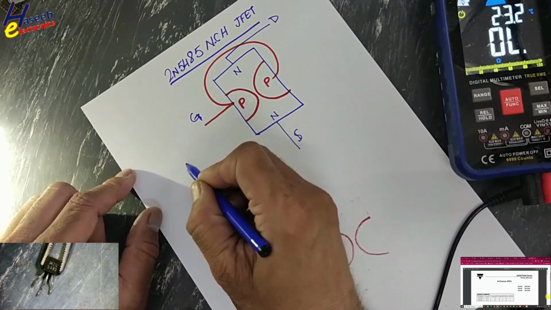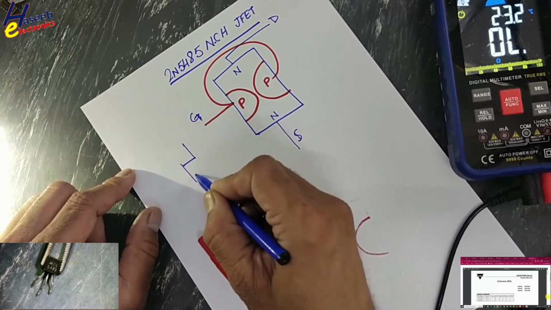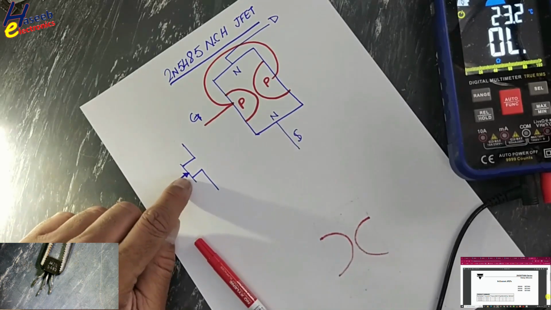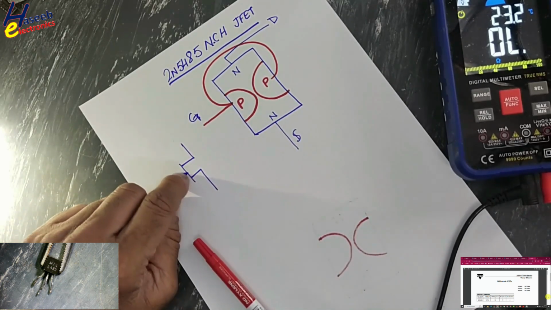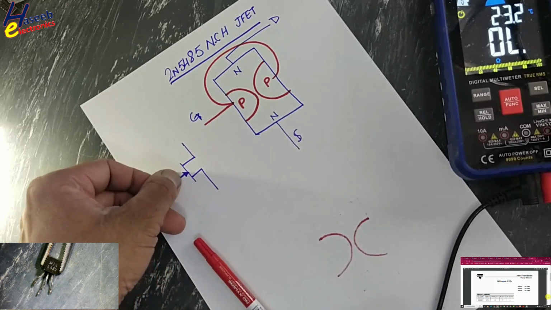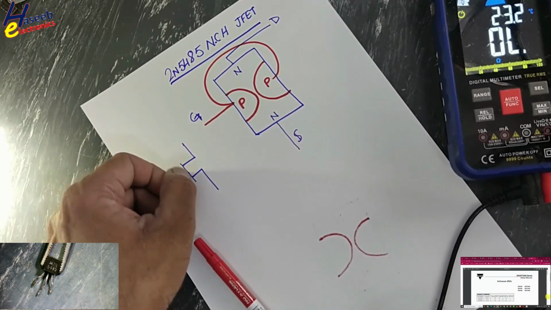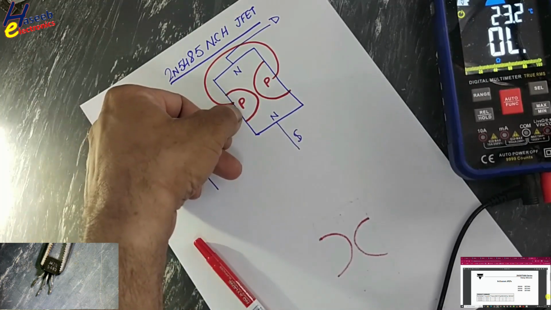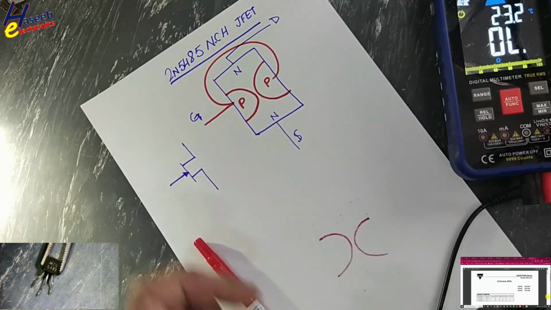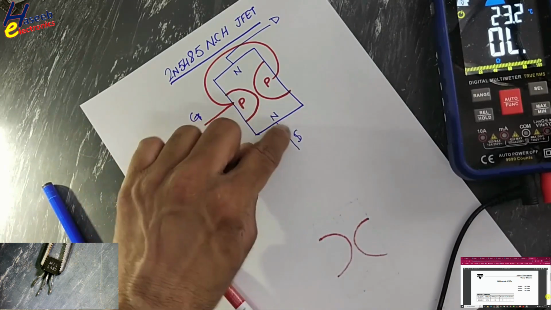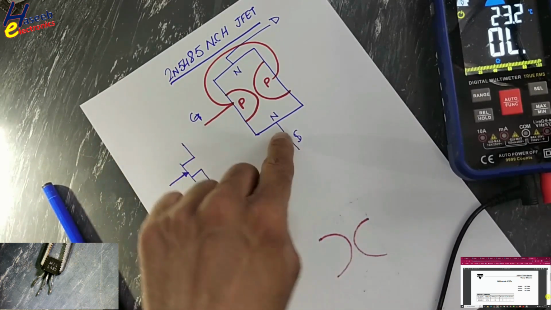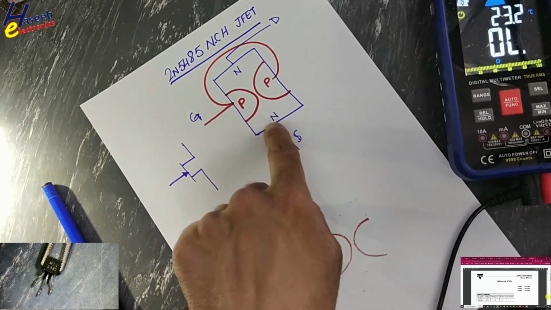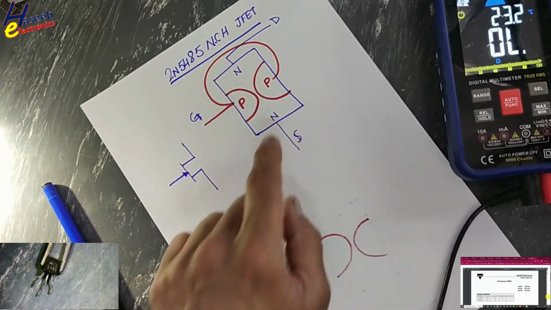If you see its symbol, in symbol, 3 pins are connected to the same point. These are not separated. In MOSFET, the symbol is separated, the gate is separate, but here the same gate on the same substrate, that is here, and it is pointing in. It needs a gate to source current, and then it will open this channel from source to drain or drain to source.